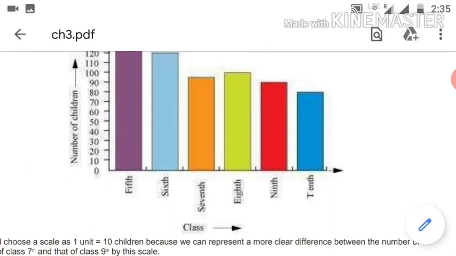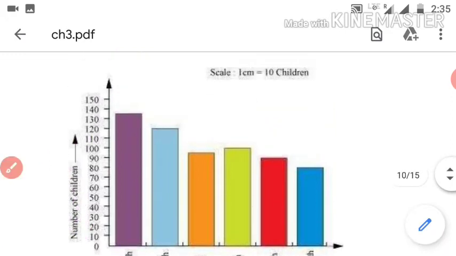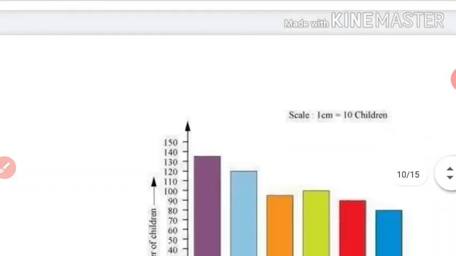So in the graph we have to first write what? 0. After that 10, then 20. Because in between there are small squares, and that square means 1 centimeter will be equal to 10 children. Then 30, 40, 50, 60, 70, 80, 90, 100. In this way you have to write. Now for 5th class, how many students are there? For 5th class you can see here 135.